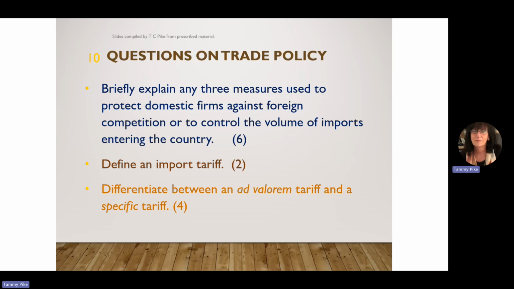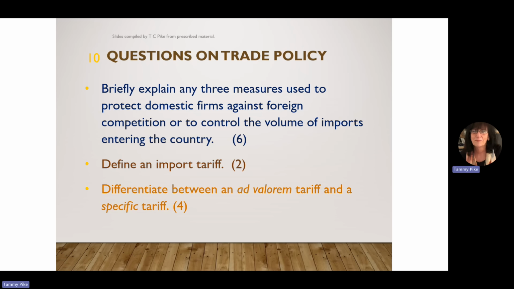Next section in Learning Unit 4, Trade Policy. Kinds of questions you could be asked for trade policy. Once again, these are all theoretical. These are not application-based questions. Notice the one for 6 marks where you're going to describe different methods of limiting imports or different barriers to trade, as they would be called.